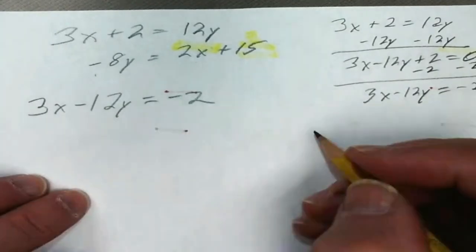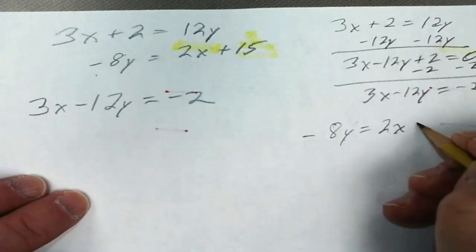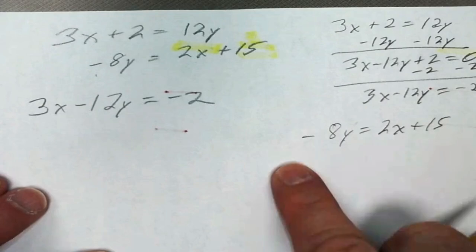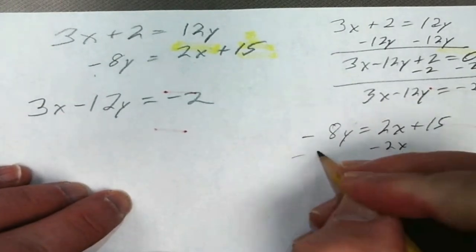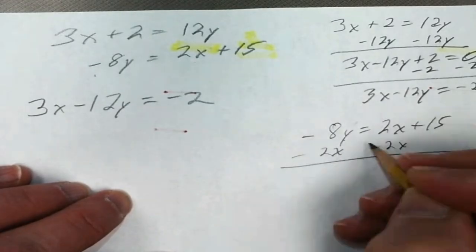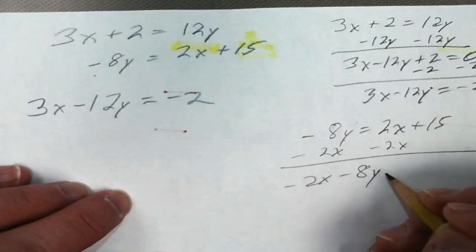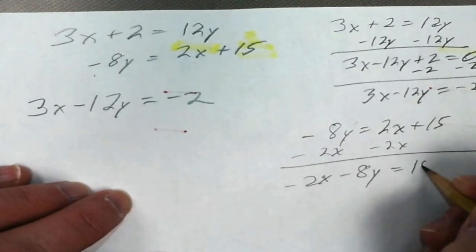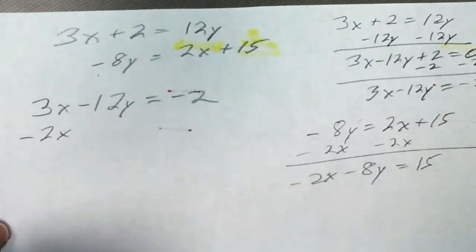Let's look at this next one. Negative 8y equals 2x plus 15. Okay, the constant's already on the right, and the y is on the left, but the x is in the wrong place. Let's move it. And putting them in order, negative 2x minus 8y. We can't combine them because one's an x and one's a y, so they're separate. Now this is in the right order. Let's put it over here underneath the other one.